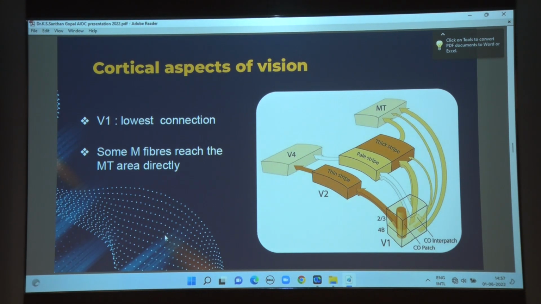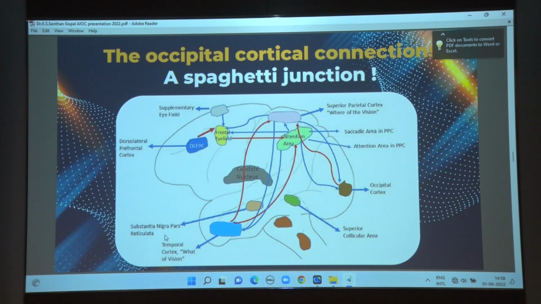Now, this is further ahead. The V1 acts simply as a fast forwarding center. It doesn't analyze. It doesn't have the capacity to analyze. It'll say, escalate it and send it off to the higher center and say, you fellows analyze, I don't know what it is, and you tell me, and then I'll take action accordingly. So they send it off to a number of centers, V2, V3, V4, mid-temporal, et cetera, for further analysis from V1. Okay.